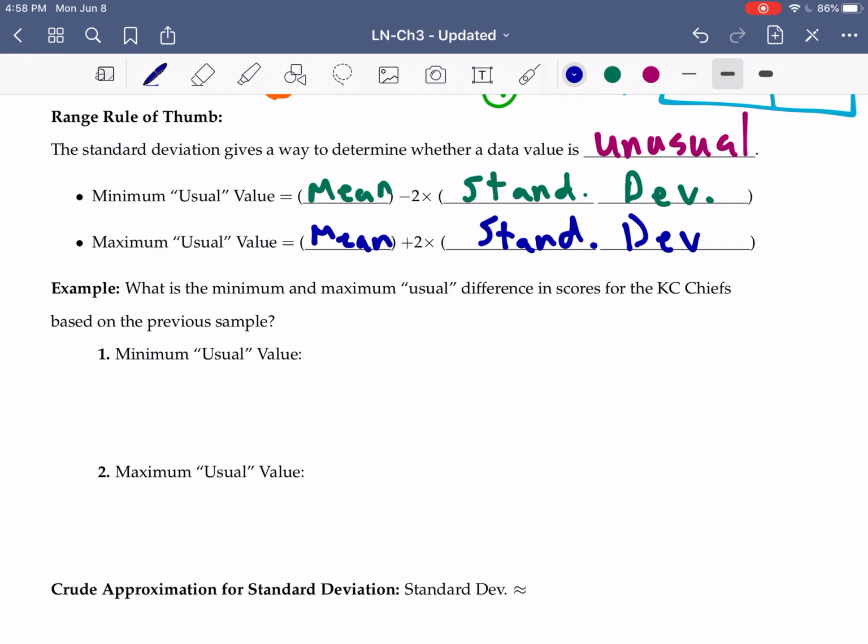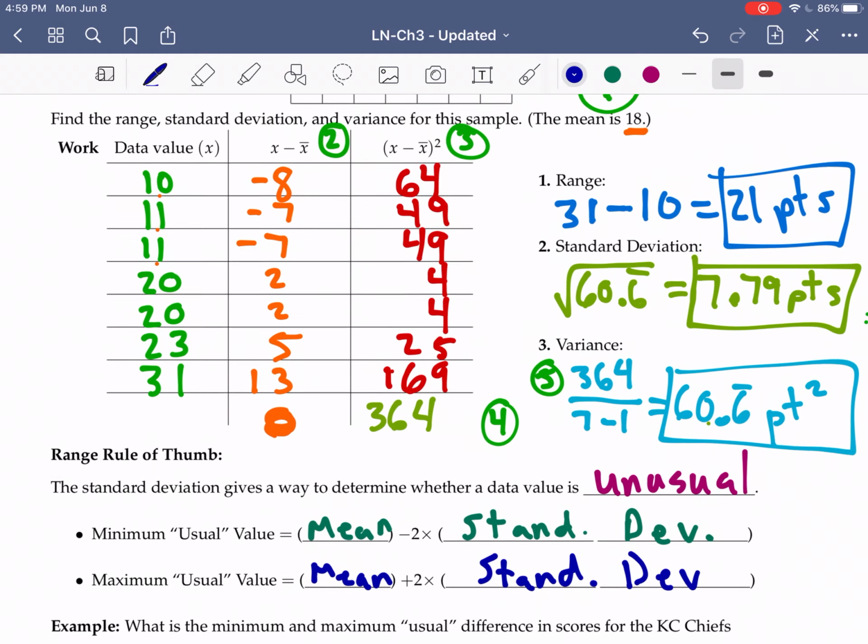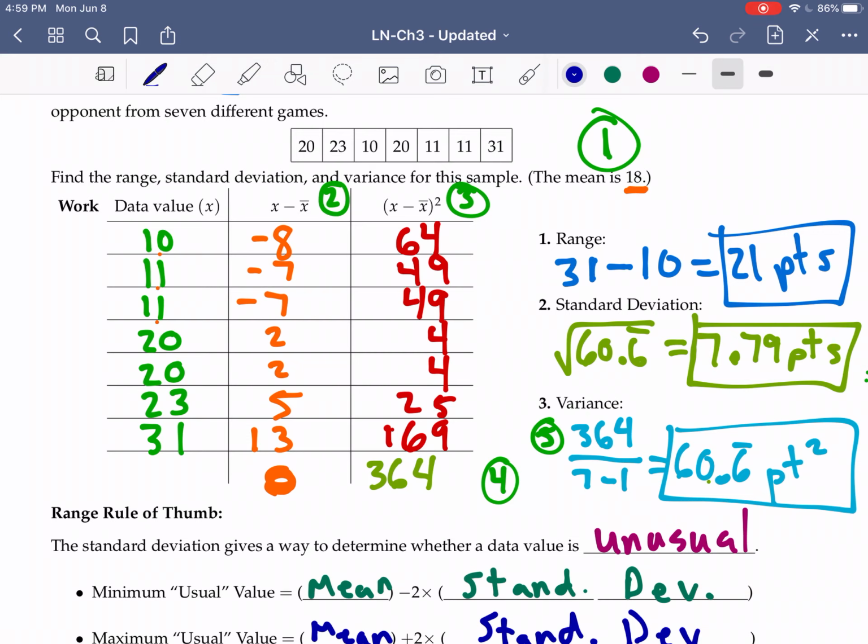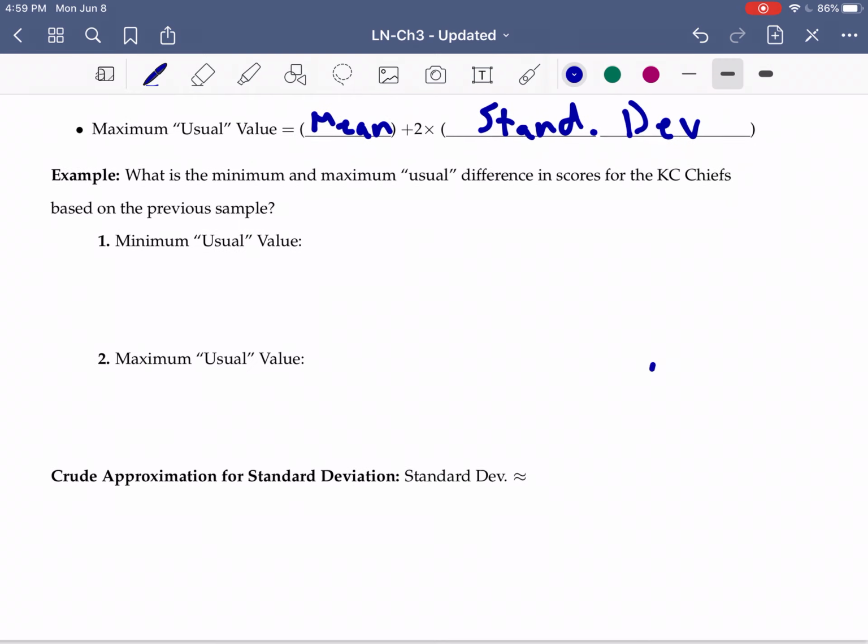So in our last couple of videos, we had taken looks at a data set dealing with the Kansas City Chiefs, and we want to know here what is the minimum and maximum usual difference in scores for the Chiefs based on the previous sample. In that previous sample, we knew the mean to be 18. We calculated the standard deviation to be 7.79. So we're going to make use of those two things.